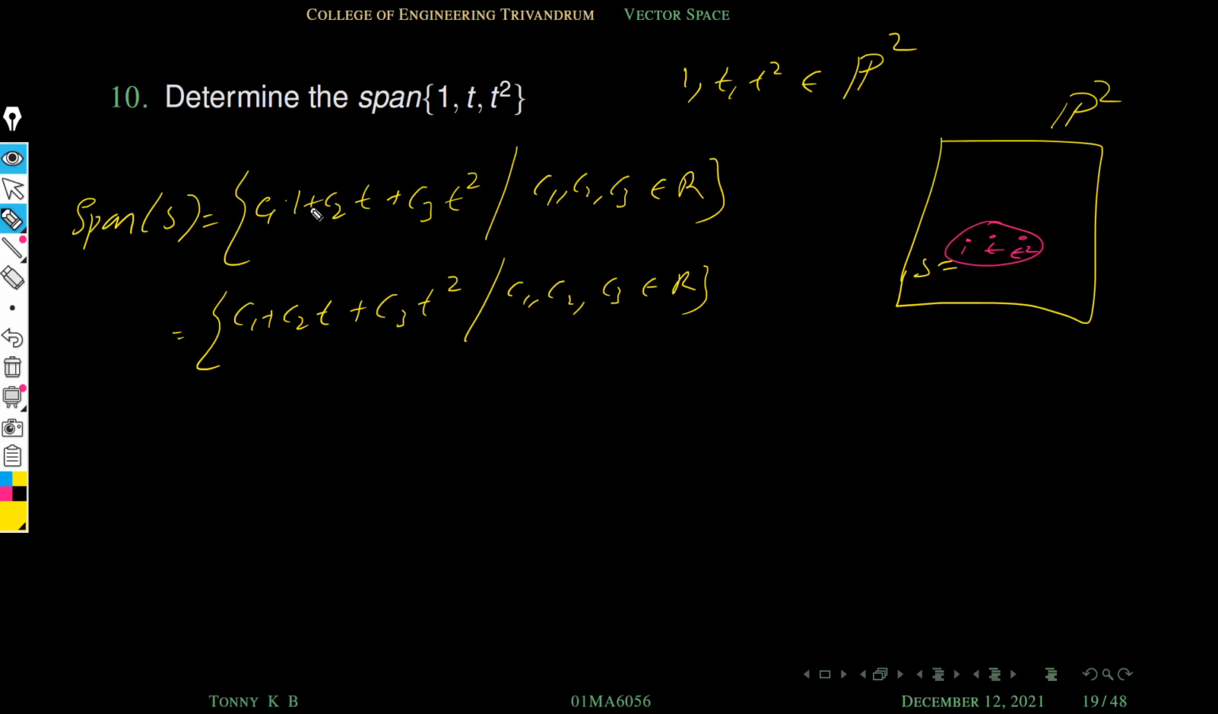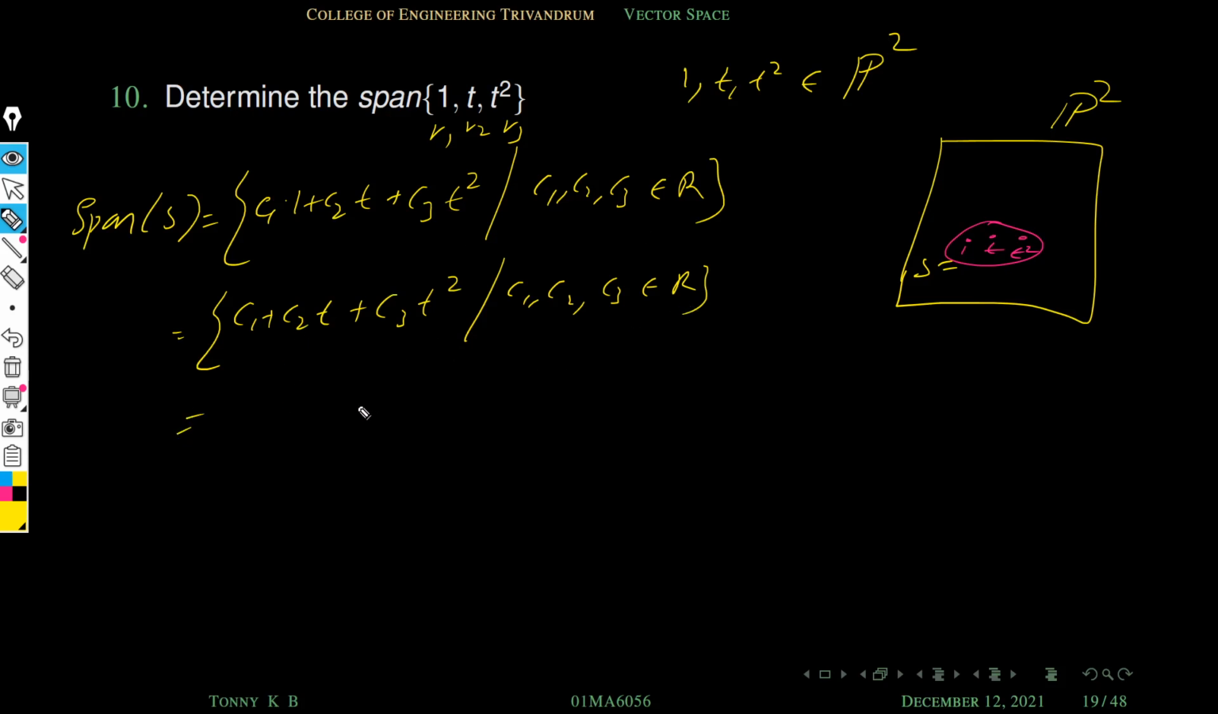That means C1 V1 plus C2 V2 plus C3 V3. Here V1 is our 1, this is V2, and this is V3. We have only three vectors, right? So that's why we consider C1 V1 plus C2 V2 plus C3 V3, such that C1, C2, C3 are any real numbers. Okay, because we consider only vector spaces over real numbers. And this becomes C1 plus C2 t plus C3 t², where C1, C2, C3 are any real numbers.